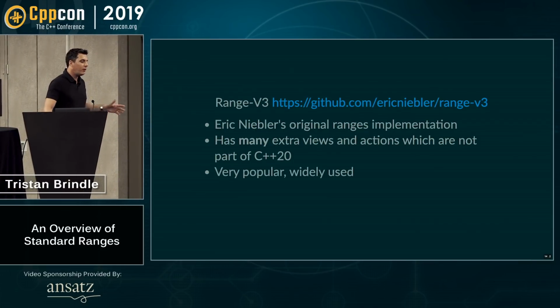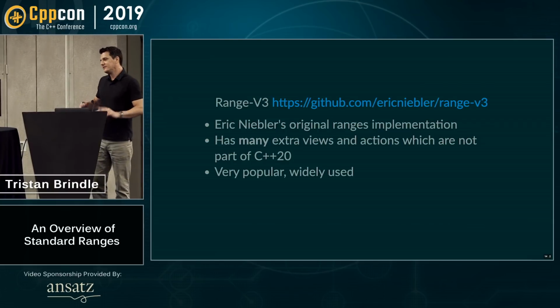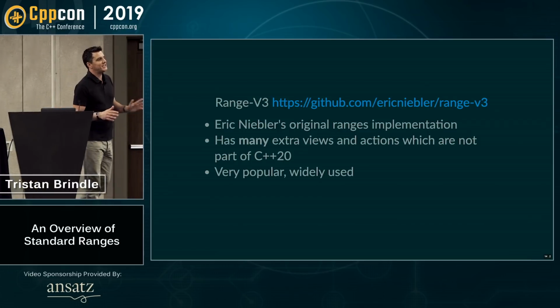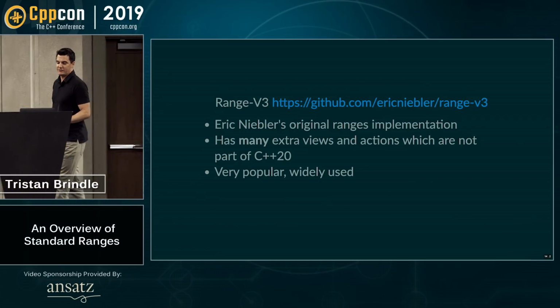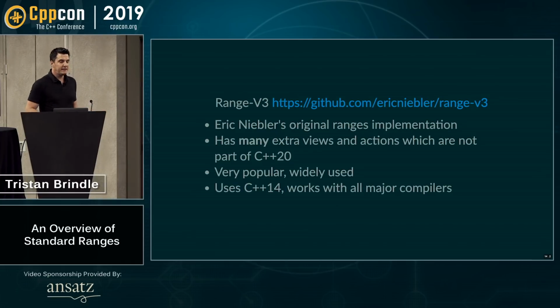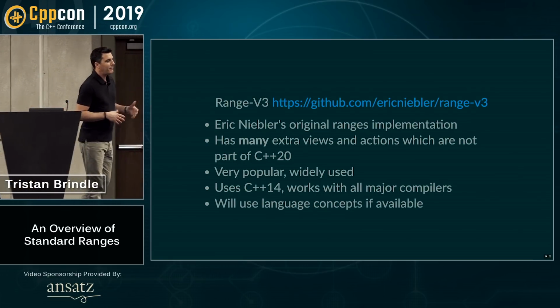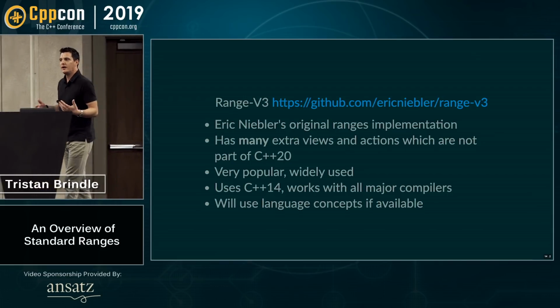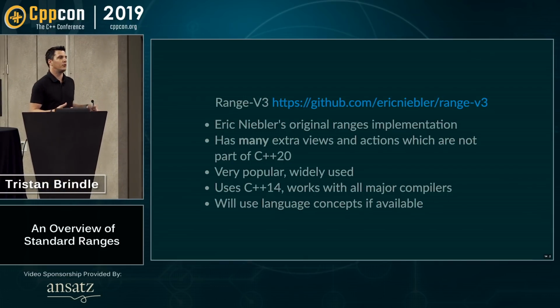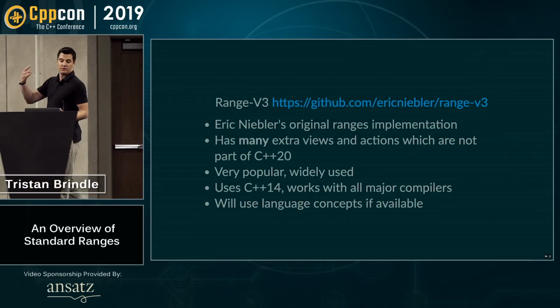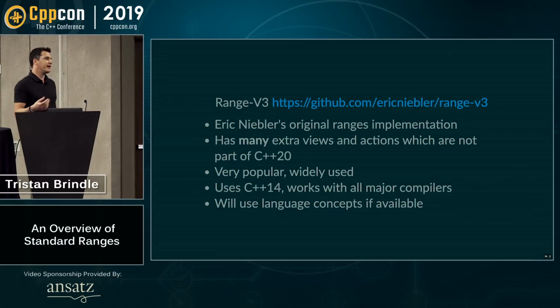It's extremely popular, widely used, and even with my own internal bias, I have to say, if you are looking for a range implementation, if you want to use this stuff today, you can't go wrong with range v3. So C++ 14, I believe, works on all the major compilers, and it uses this kind of preprocessor magic to make use of core language concepts if they're available. If you're using a new GCC that supports concepts, then range v3 can make use of that. Otherwise, it emulates concepts using all that horrible SFINAE stuff we were talking about earlier.